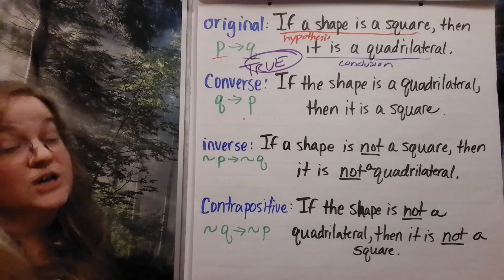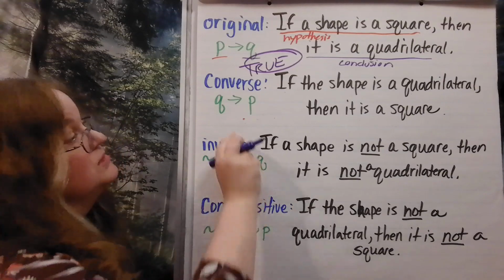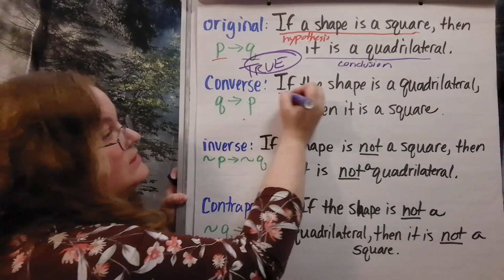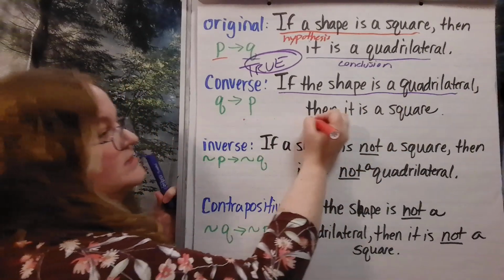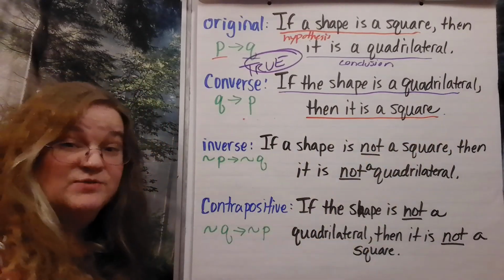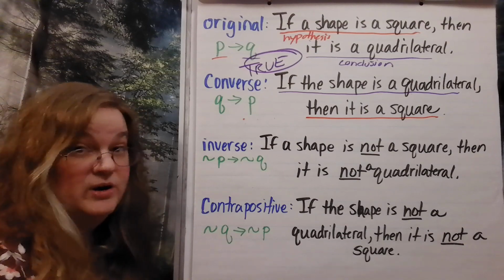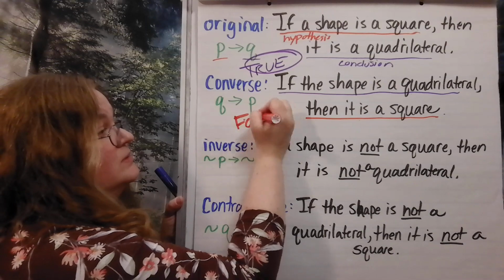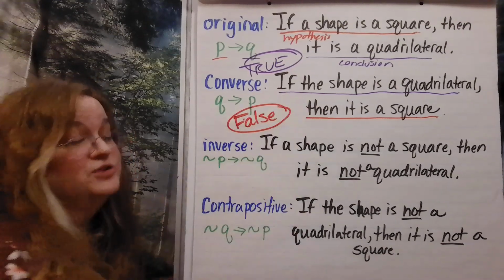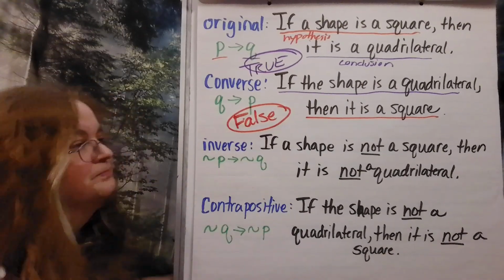So then if I look at the converse, I'm going to flip those two things. So if a shape is a quadrilateral, then it's a square. Well, if it has four sides, does it have to be a square? And the answer is no, because it could be a parallelogram, for instance, or a trapezoid. So that would be false.